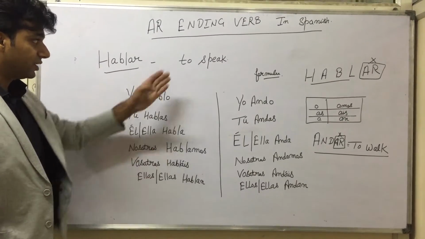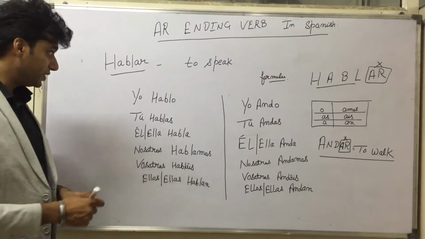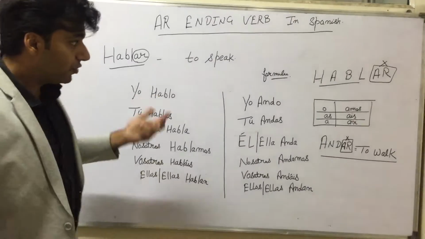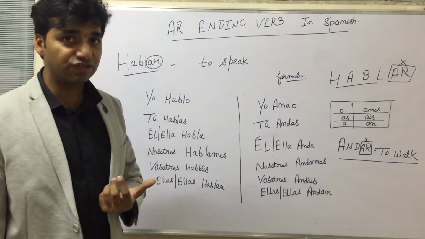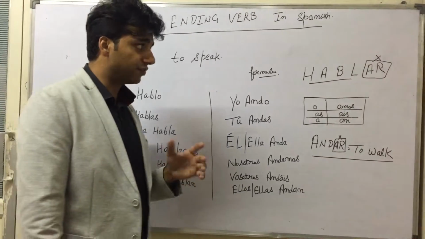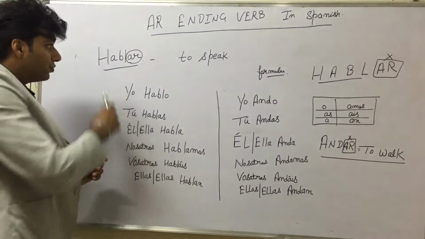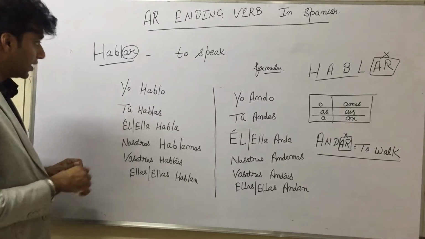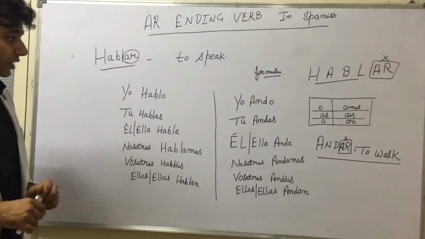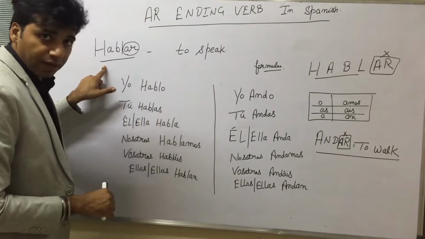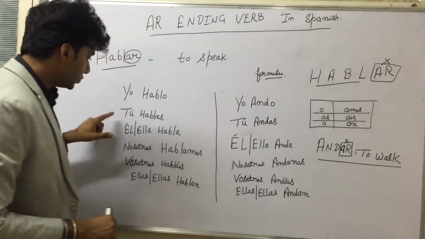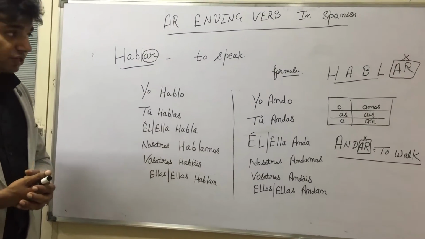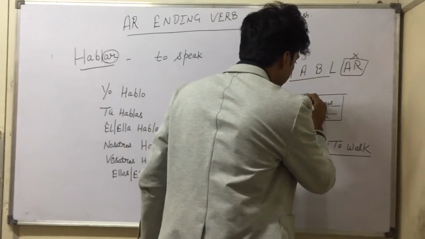Hablar basically is to speak, and we call it an AR verb. We have a formula to conjugate the sentence in Spanish. It is a very simple formula. Hablar we call the full verb, the parent, I would say. To conjugate hablar is to say I speak, you speak, he speaks, she speaks, we speak, you speak, and they speak. So basically we have to cram the formula.